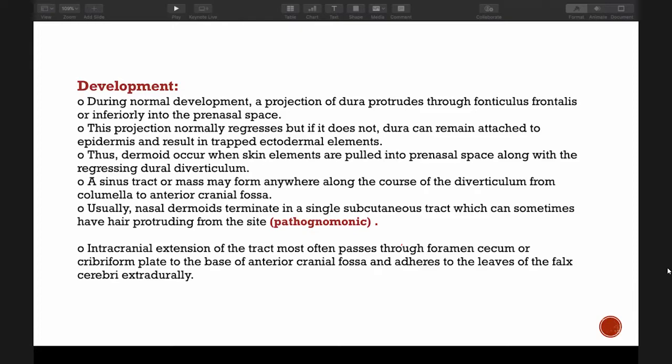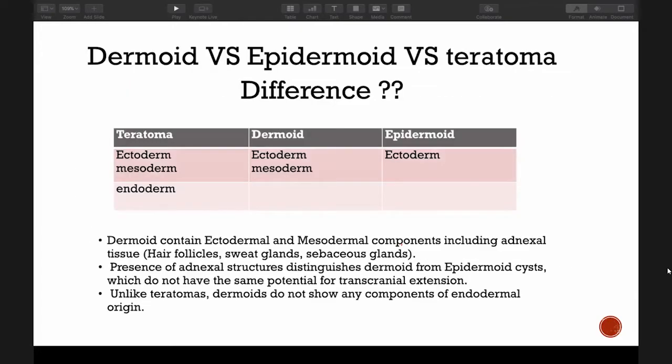A sinus tract or a mass may be found anywhere along the course of the diverticulum, from the columella to the anterior cranial fossa. Usually, nasal dermoids terminate as a single subcutaneous tract and can sometimes have a hair protruding from this site, and it is pathognomonic. Extension of the duct most often passes through the foramen cecum or the cribriform plate to the base of the anterior cranial fossa. So what is the difference between dermoid, epidermoid, and teratoma?